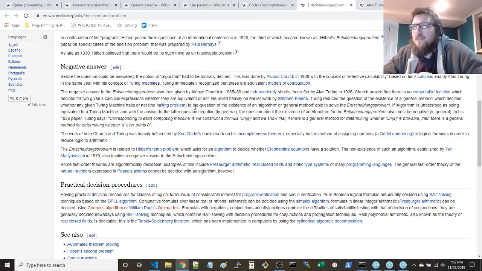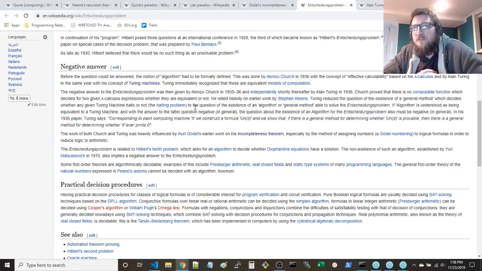Interesting. He relied heavily on earlier work by Kleene. Turing reduced the question of the existence of a general method which decides whether any given Turing machine halts or not, the halting problem, to the question of the existence of an algorithm or general method able to solve the Entscheidungsproblem. Oh, that's interesting. You reduced this question to the other. So if you could solve the halting problem, then you could solve the Entscheidungsproblem.